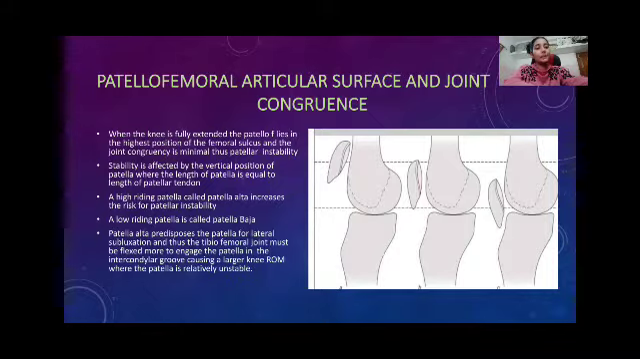A low-riding patella is known as patella baja. Patella alta predisposes the patella to lateral subluxation, and thus the tibiofemoral joint must be flexed more to engage the patella in the intercondylar groove, causing a larger knee range of motion where the patella is relatively unstable.